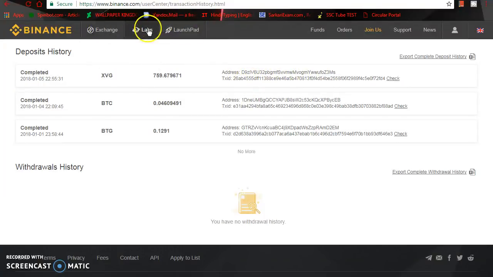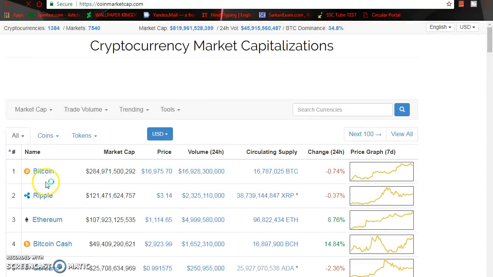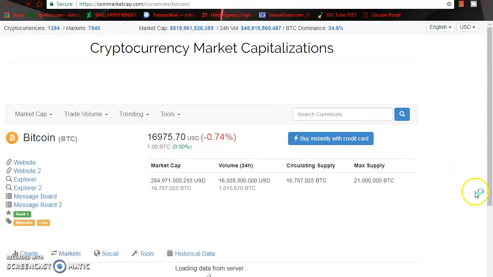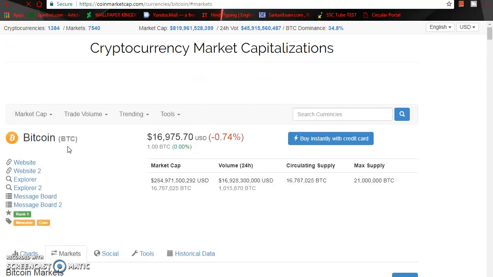And if you look at CoinMarketCap, you will check that the majority of coins are here, and Binance is on the top. As you can see, Bitcoin, the king of all coins, the dad of all cryptocurrencies. So you just go to markets. Sorry for my slow net.